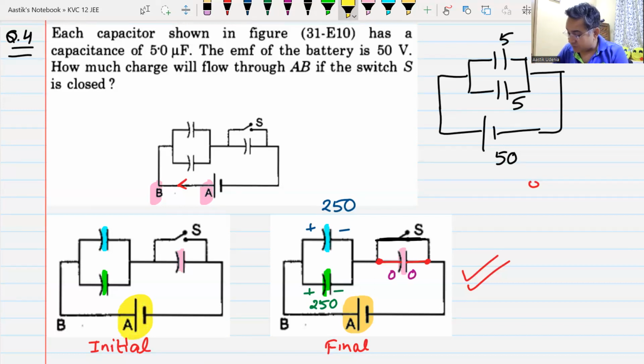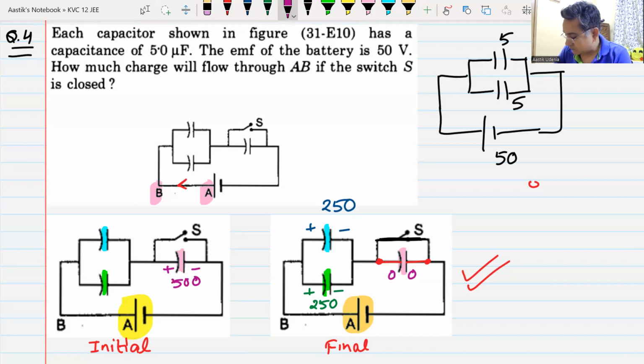What is the voltage of this battery? 50, sir. So what will be the charge coming on this capacitor? 500 by 3. 10 by 3 times 50 gives 500 by 3.